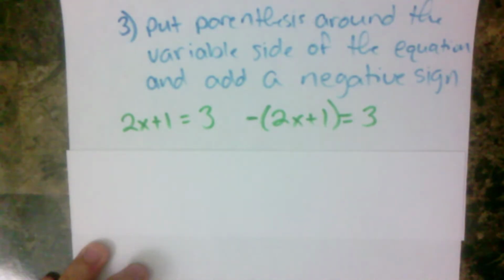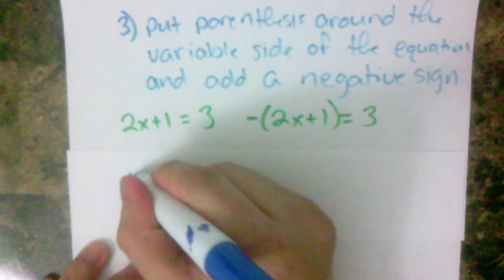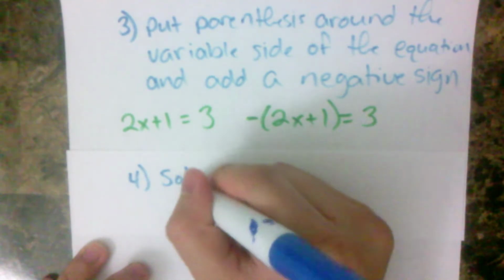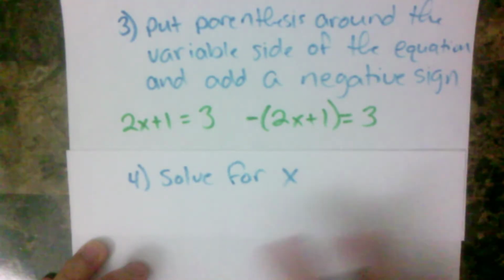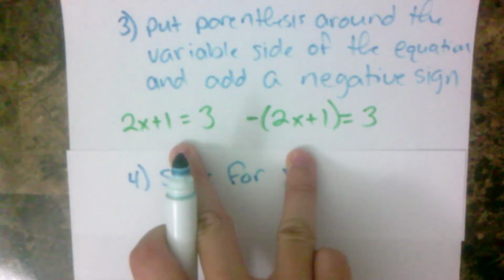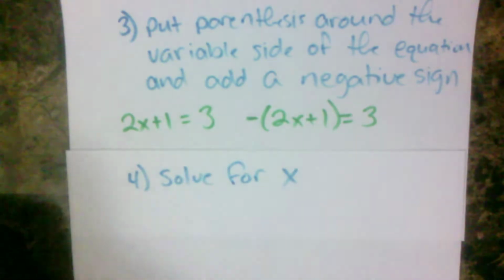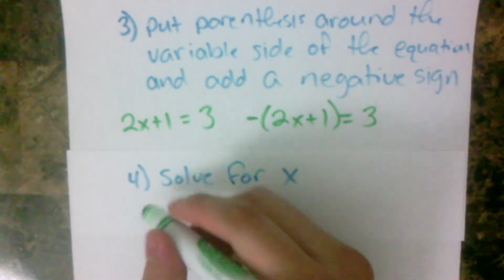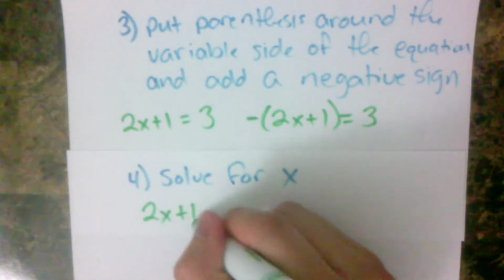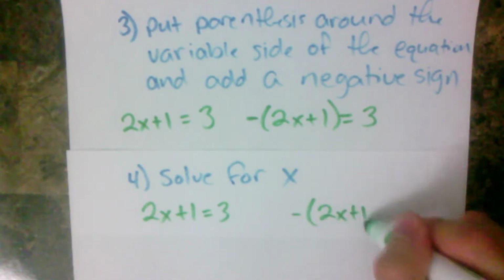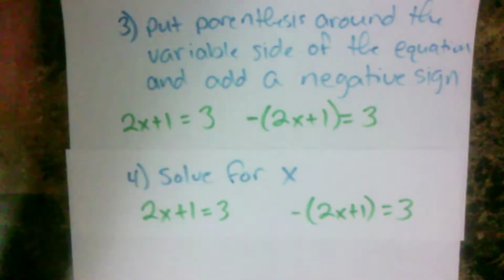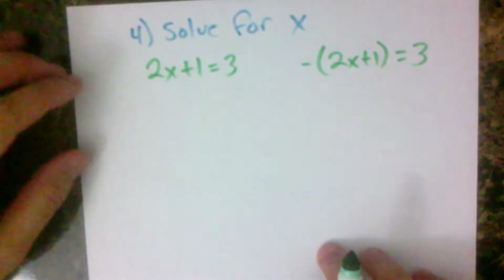Step 4 is just solve for x in both equations. Both of these have different answers, and we're going to find out what they are right now. So let's solve this left one first. 2x plus 1 equals 3, negative (2x plus 1) equals 3. Okay. So let's just solve for x.